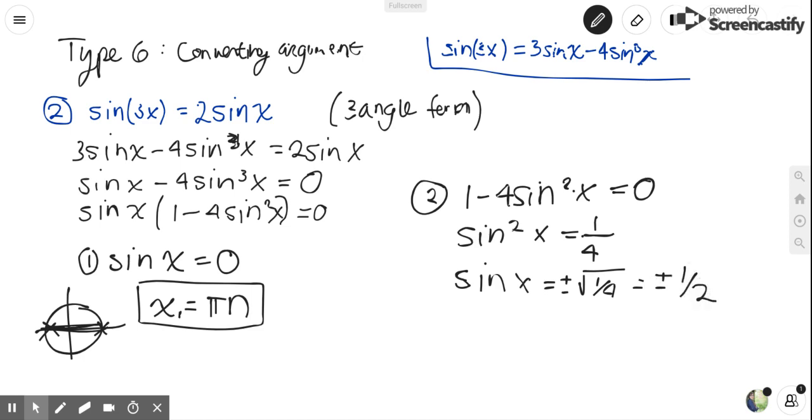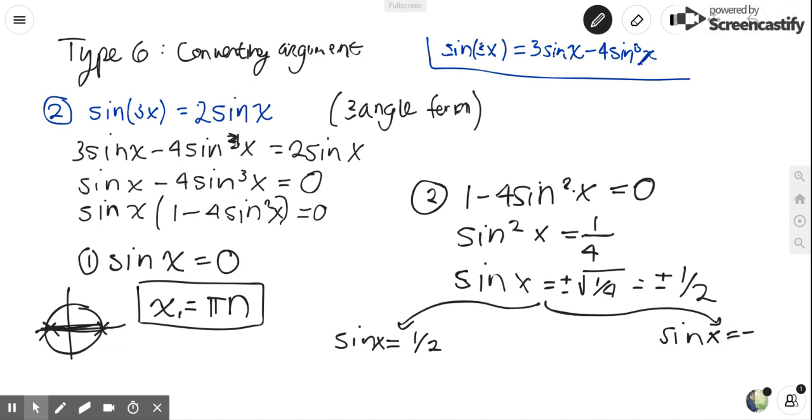So we have basically two things that can happen here. I'm going to do them separately. So it's either sine of x is equal to plus 1/2 or sine of x is equal to minus 1/2. Let's solve for this. I'm just going to do it on one circle. May as well.